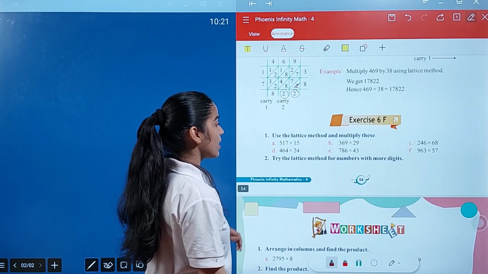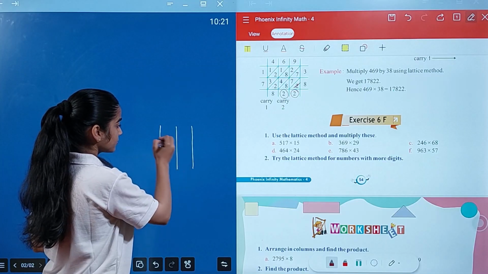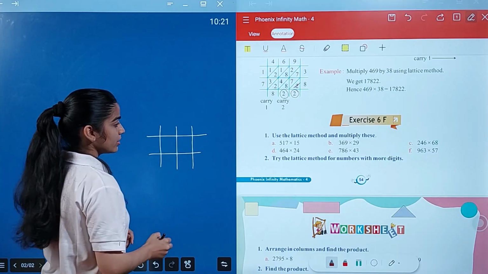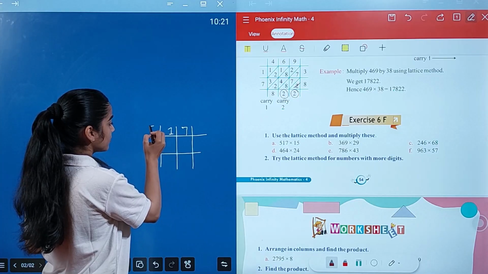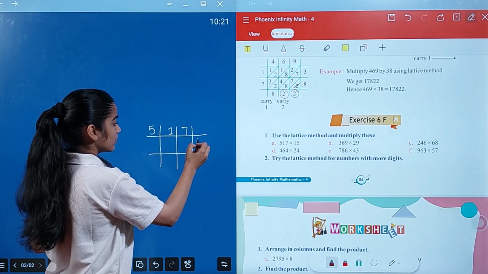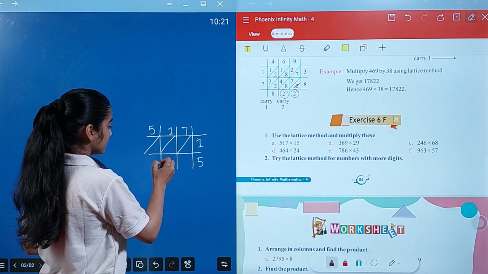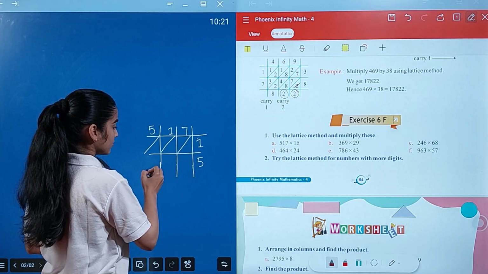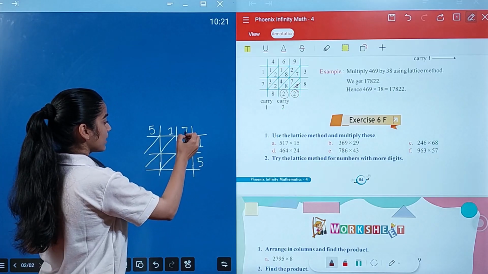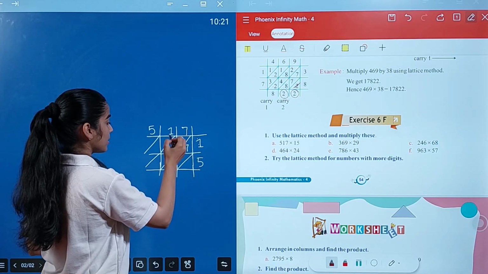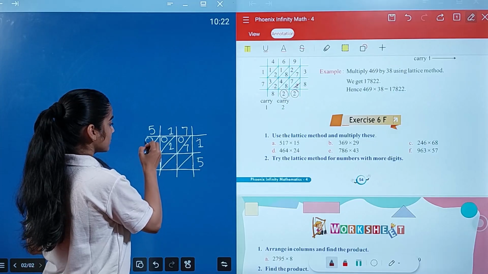Then in the same way you have to do this question. Let's make it. First, we have to make a grid. So we have to arrange our numbers: 7, 1, 5, and then 1, 5. Make it diagonal. Now 1 multiplied by 7 is 7, 0. 1 multiplied by 1 is 1, 0. And 1 multiplied by 5 is 5, 0.